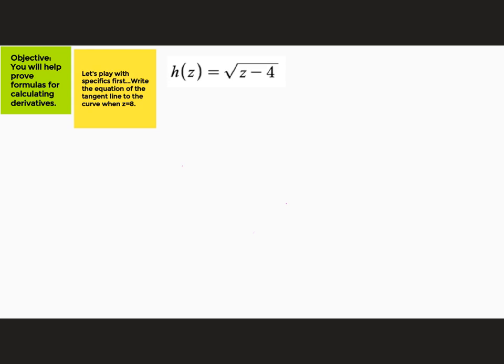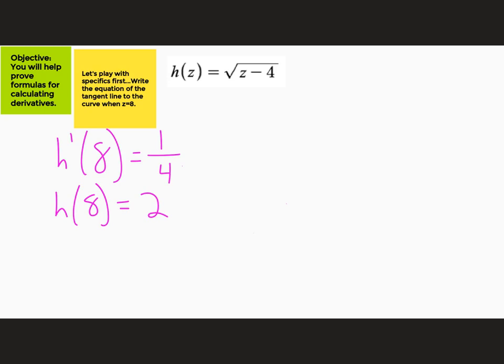You should figure out that the value of the derivative, which I'm going to call h prime of 8, is 1/4, assuming I did it correctly. You also need to know what h of 8 is. 8 minus 4 is 4. Square root of 4 is 2. So your tangent line, I'm going to start you crazy. A lot of you will think y minus 2. I'm going to say y equals 2 plus 1/4 times x minus 8.